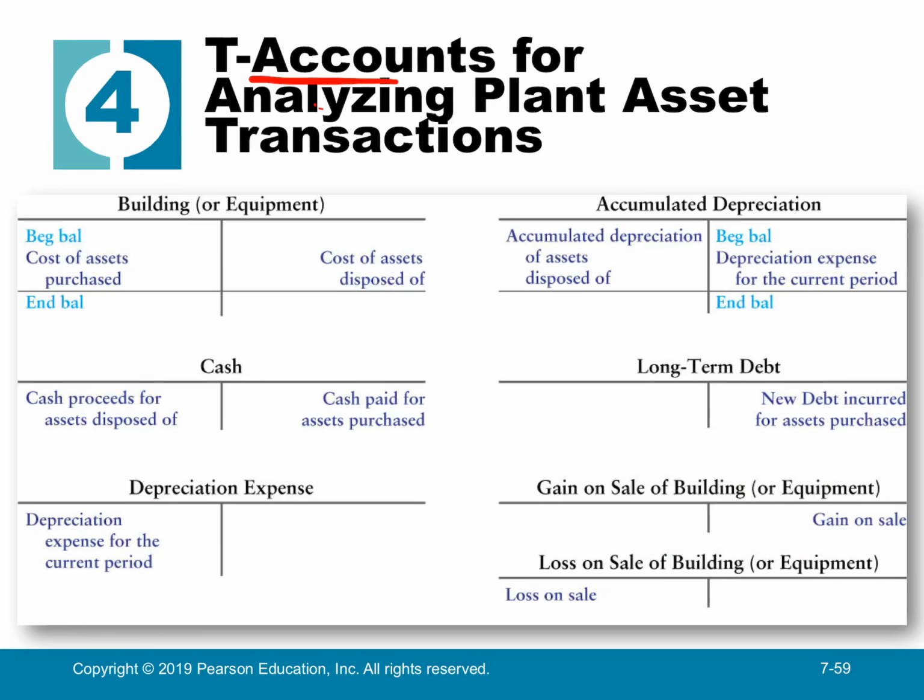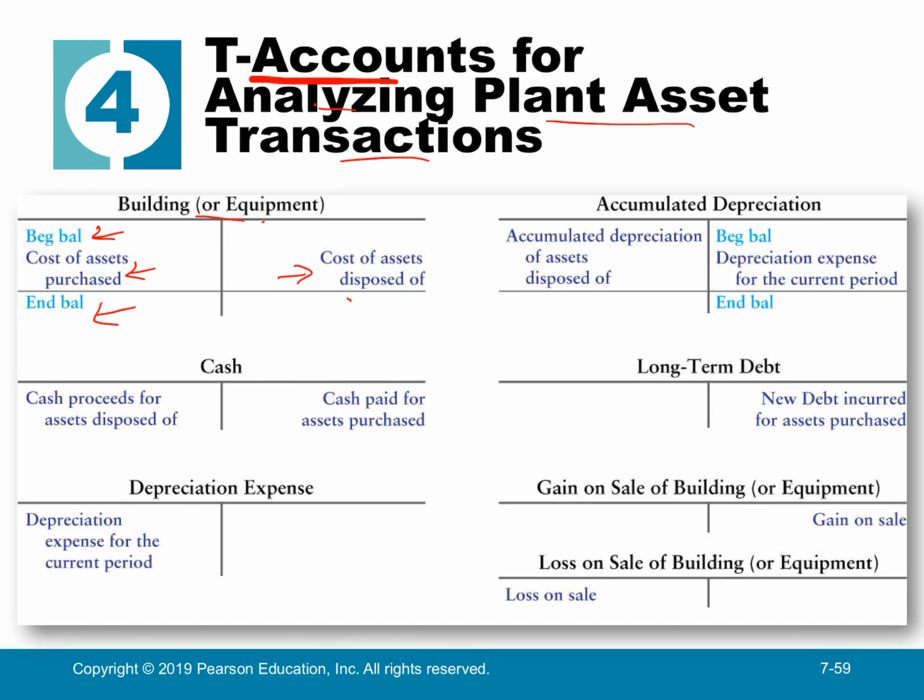So here's how you would analyze T accounts for plant asset transactions, right? If you look at a building or equipment account, you'll have a beginning balance. The cost, because that's how you account for buying buildings or equipment, the cost of what you buy, that should give you your ending balance. But you also dispose of some assets, right? The cost of the assets that you disposed of would be on the credit side. So if you need a plug for one of these numbers, these are the different components.